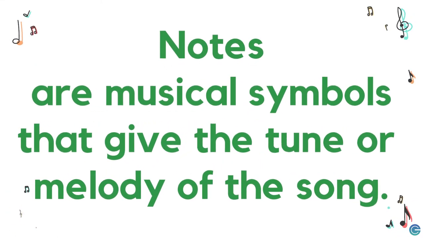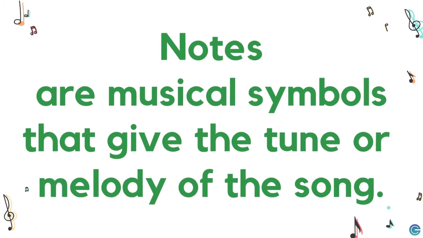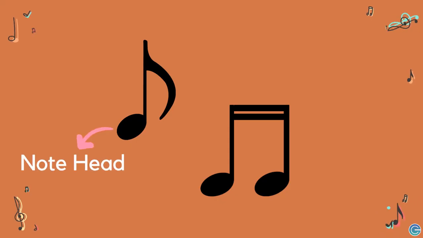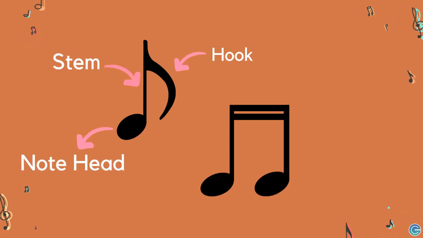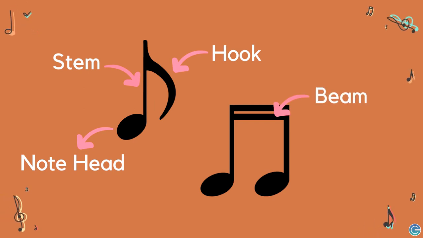Notes are musical symbols that give the tune or melody of the song. Every note has an equivalent number of beats. Notes indicate how long the note has to be played or sounded. Here are the parts of the note: note head, stem, hook, and beam.